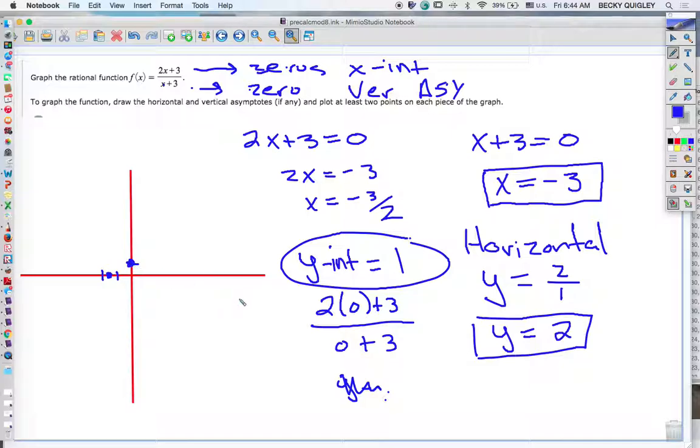We have a horizontal asymptote at y equals 2. So I'm going to use a line there. It should be a dashed line, but this will just be a little neater. And then we have a vertical asymptote at x equals -3.